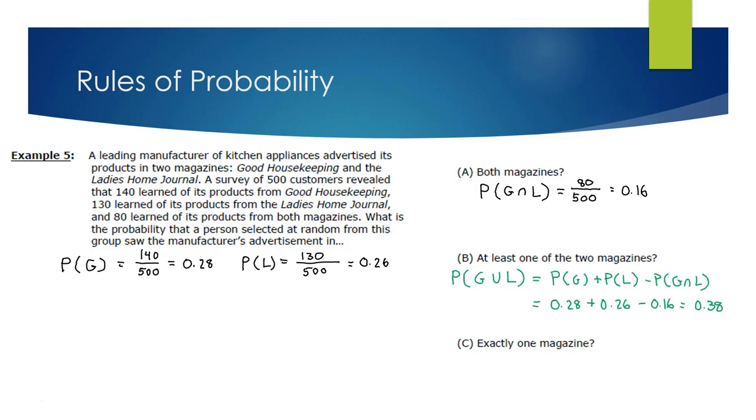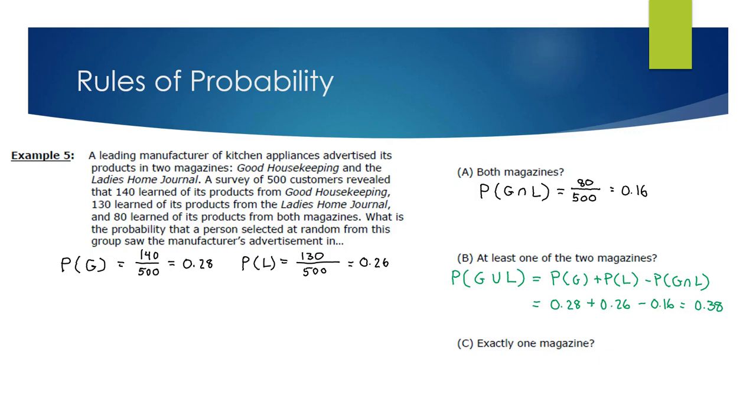So when I do the problem, at least one of the two magazines means that I'm looking for the probability of having either a member of group G or a member of group L. And I'm going to use the addition formula for the probability of a union, and that's going to be the probability of G plus the probability of L minus the probability of both. So as you can see there, I worked it out and got 0.38.